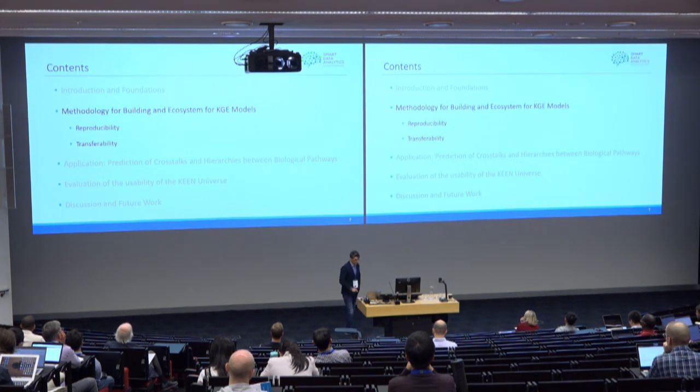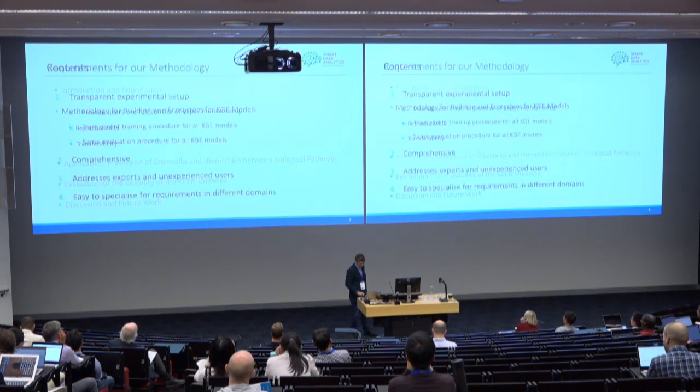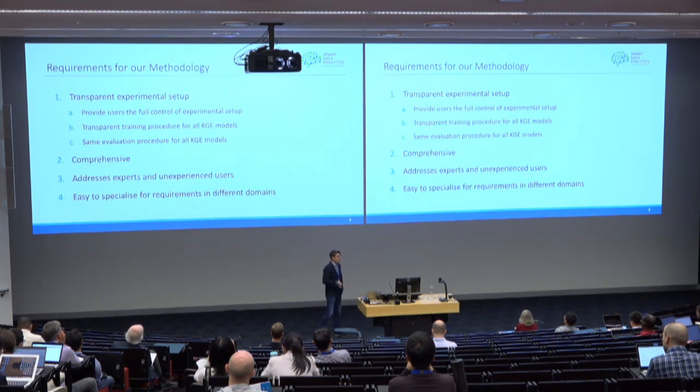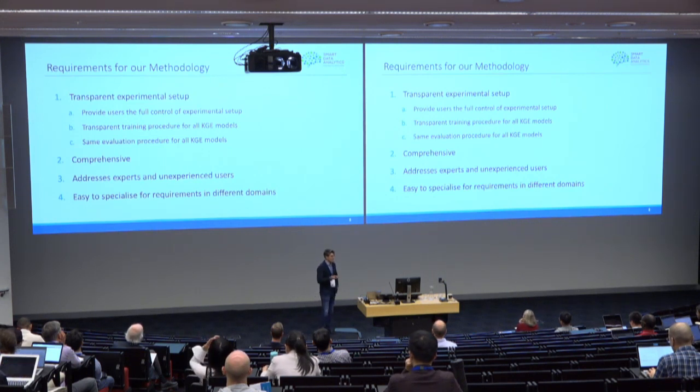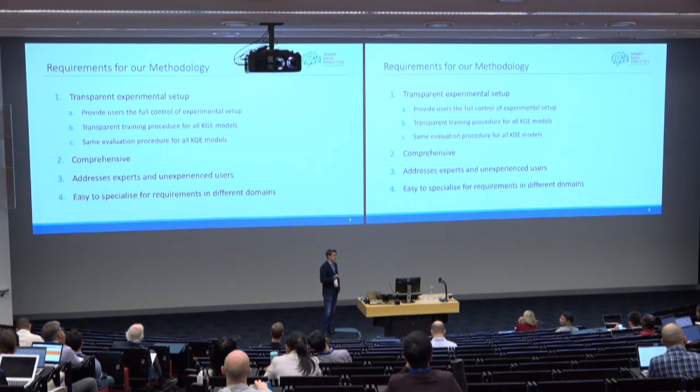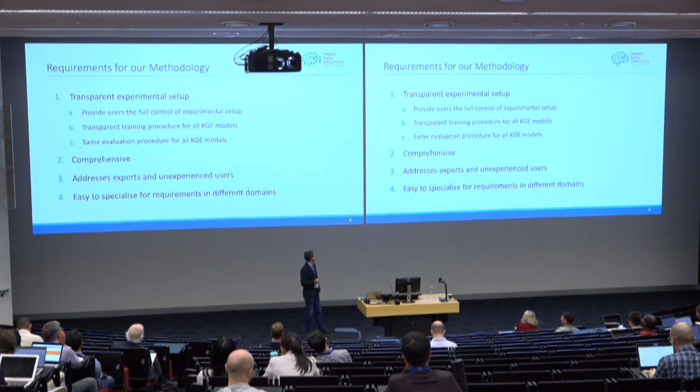So now we want to speak about the methodology that we have developed. We defined several requirements for our ecosystem. First of all, we need a transparent experimental setup. That means the user needs to have full control over the experimental setups. The training procedures must be equal for all models, and they must be transparent. And the same is also valid for the evaluation procedure.